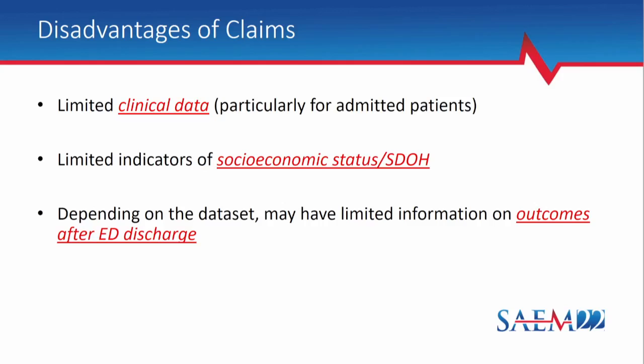And depending on the particular claims data set, Medicare is unique in that you have death date. It's linked to the death index, but not all commercial claims have that. So you may not be able to confidently know that you're identifying mortality should it occur.